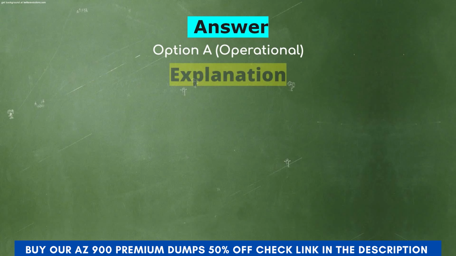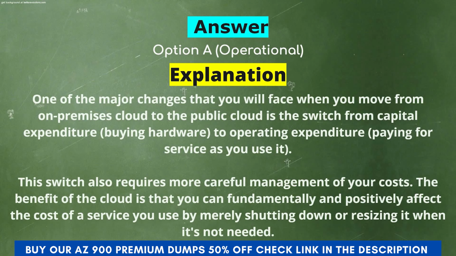Operational. Explanation. One of the major changes that you will face when you move from on-premises to the public cloud is the switch from capital expenditure, buying hardware, to operating expenditure, paying for service as you use it. This switch also requires more careful management of your cost. The benefit of the cloud is that you can fundamentally and positively affect the cost of a service you use by merely shutting down or resizing it when it's not needed.